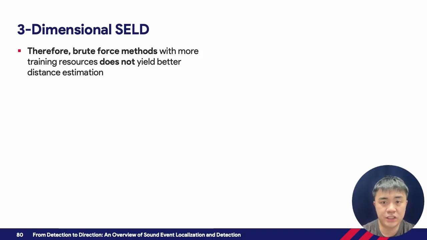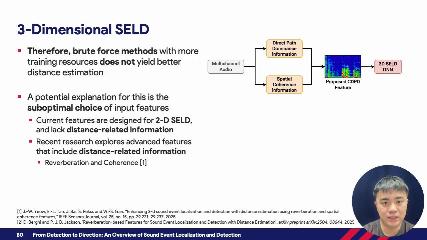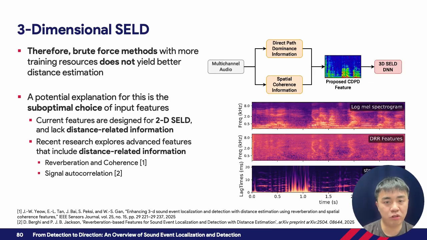Now, psychoacoustic research tells us that the primary physical cue humans use for distance perception in reverberant environments is the direct-to-reverberant ratio, or DRR. And this has motivated recent research into designing novel, physics-informed features. For instance, as shown in these diagrams here, our own work has explored integrating explicit reverberation and spatial coherence features, while a related paper explored using signal autocorrelation features. So both of these aim to provide the model with the DRR-related cues that it needs for accurate distance estimation.